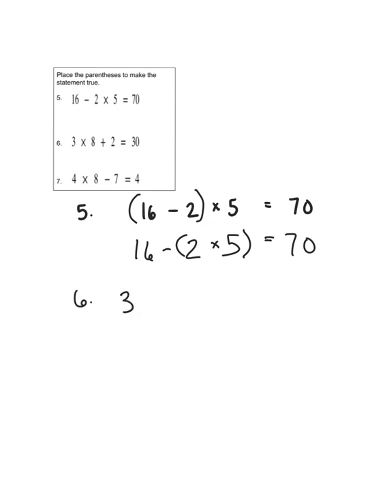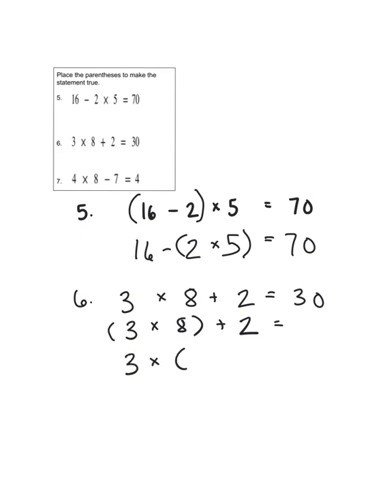For number 6, if you solve this problem using the normal order of operations, you would solve 3 times 8 first, and then add 2, giving you 26, not 30. So where could you put parentheses in this expression to make sure that it equals 30? Your choices are either here or here. Which one of those options will give you a value of 30?